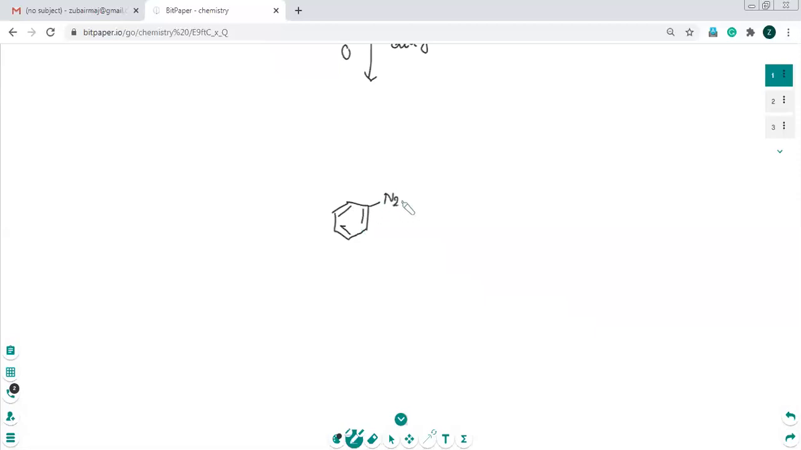I write only N2Cl. Okay. Let us see one by one. If you take this with H3PO2, that is called hypophosphorus acid, H3PO2, in presence of HCl, you will get benzene. That means N2 gas has gone out.